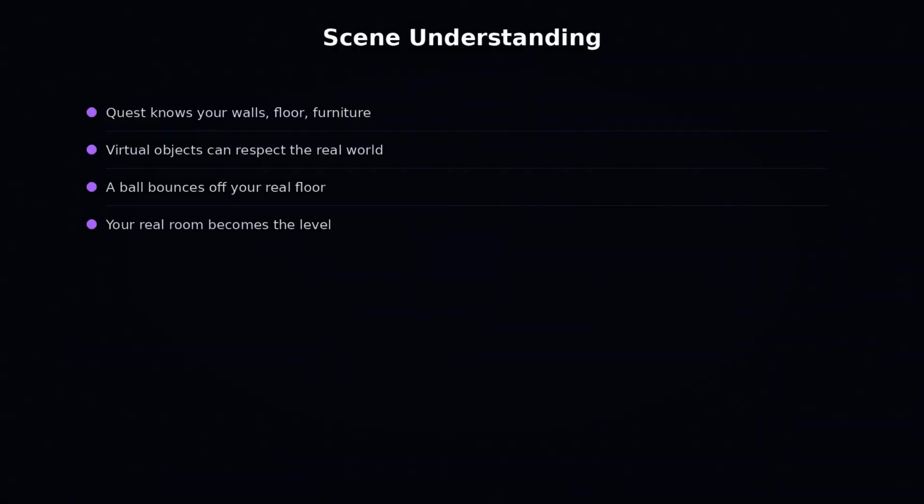Quest can also understand the shape of your room. This is scene understanding. The headset knows where your walls, floor, ceiling, and large furniture are. With that, your virtual objects can respect the real world. A ball can bounce off your real floor. A panel can avoid your real wall. Digital things can sit on real surfaces. Your room becomes the level your app is built on.